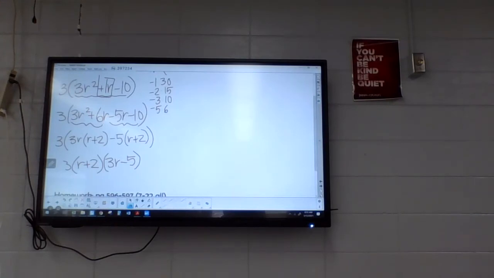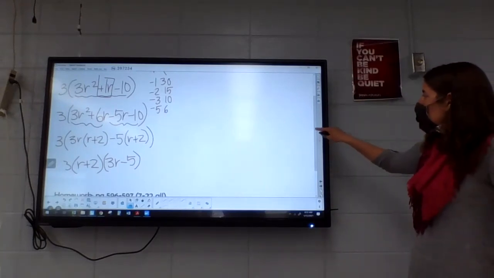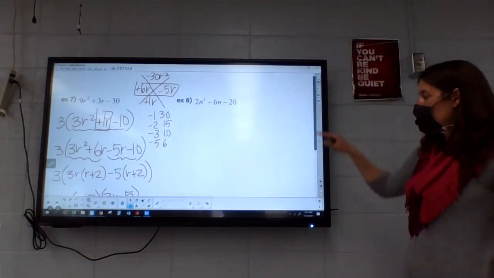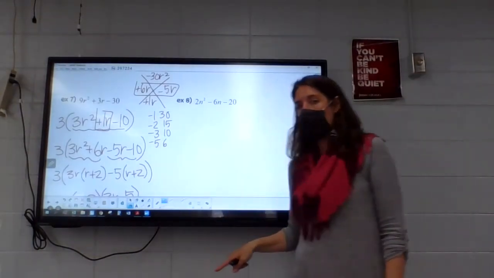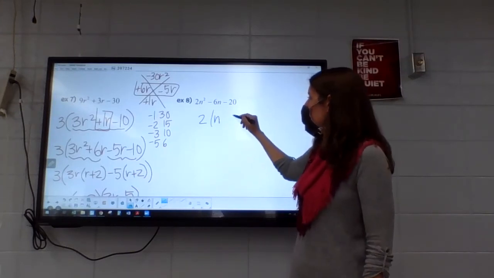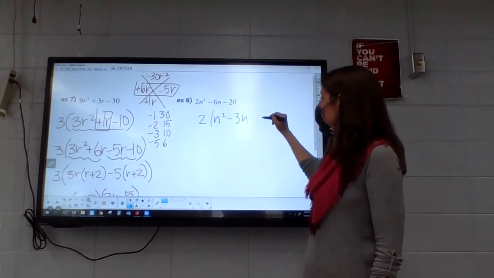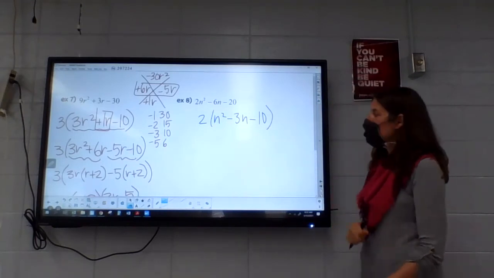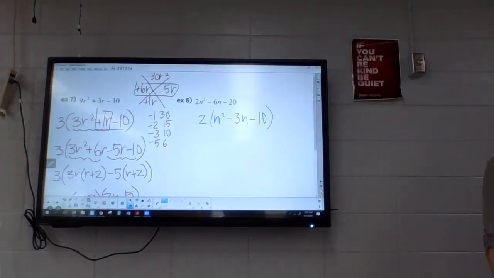Now our last one is probably actually one of the easier ones on this page. But if you miss it, you probably make it harder than it needs to be, but you can probably still do it just fine. So there is a GCF. What can we pull out? 2. Why is this one so easy? Anyone see it? Yeah, what do you think?